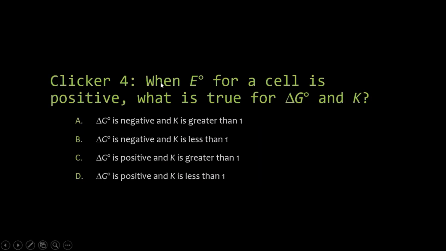Okay, we'll do this clicker question, and then this is where we call it a day. Last clicker question of the day. When E cell for a cell potential is positive, what must be true about delta G and what must be true about K? So based on the problems we just worked out, you've got to think about what it means for delta G to be negative versus positive, and what it means for K to be large or small, greater than 1 or less than 1.